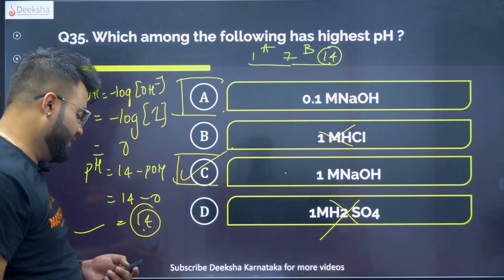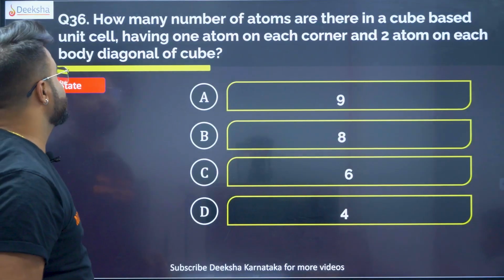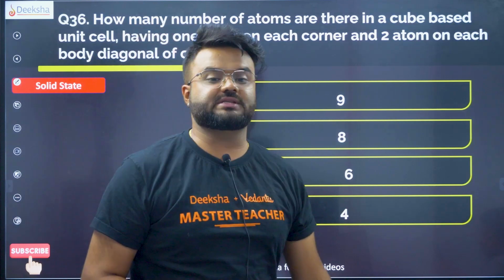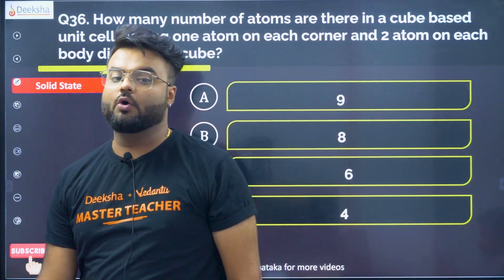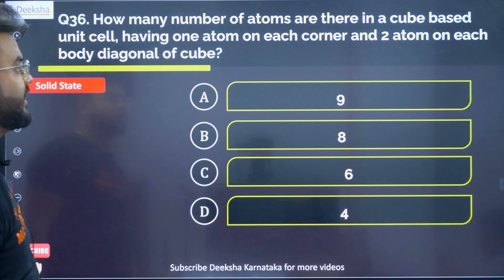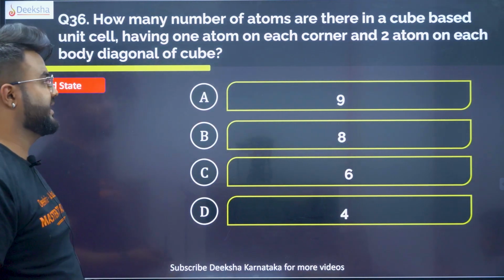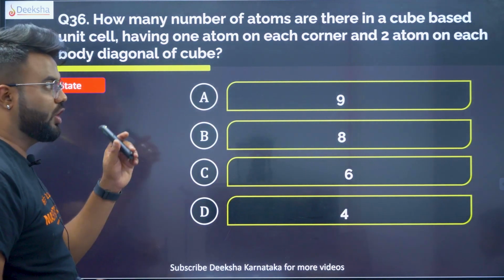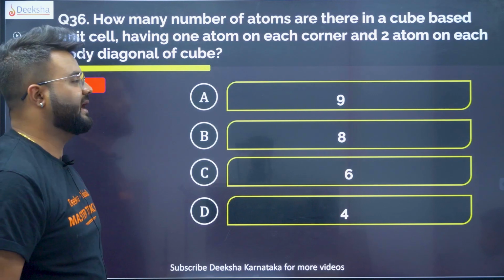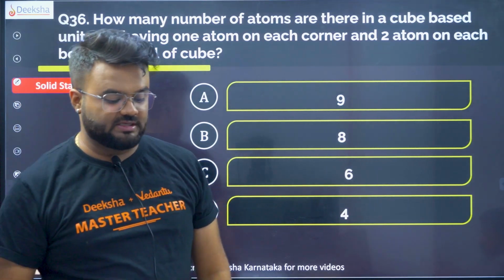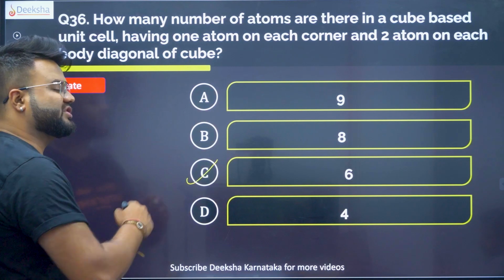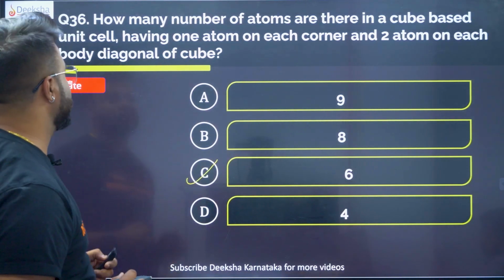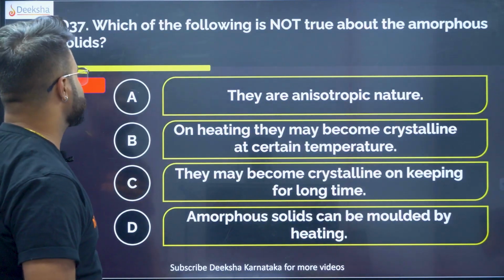Clear, guys? Now coming back to question number 36, which is again from the deleted chapter, the solid state. How many atoms are there in a cubic unit cell having 1 atom at each corner and 2 atoms on the body diagonal of the cube? Once we know this, the correct answer will be 6, which is deleted syllabus. No need to worry. Next, question number 37.